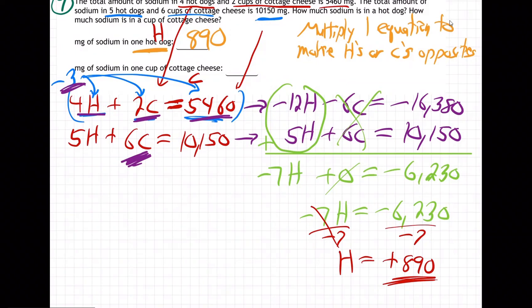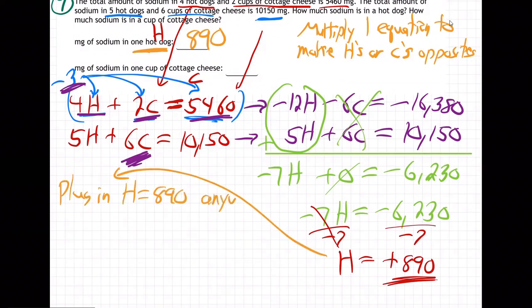Now, how do we find the other letter? Well, we just plug it in, right? Whenever you get one letter, plug in to find the other. So plug in the H. Now that you have one answer, just plug it in. H equals 890. And I'll just say anywhere. Plug it in anywhere you feel like. Anywhere will work. I'll just grab this equation right here. Whatever, it's just convenient and close by.